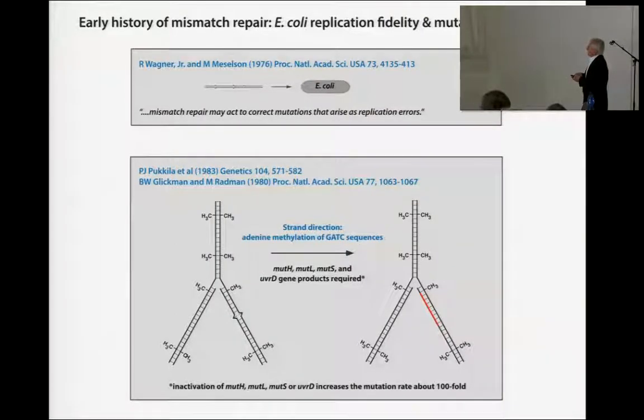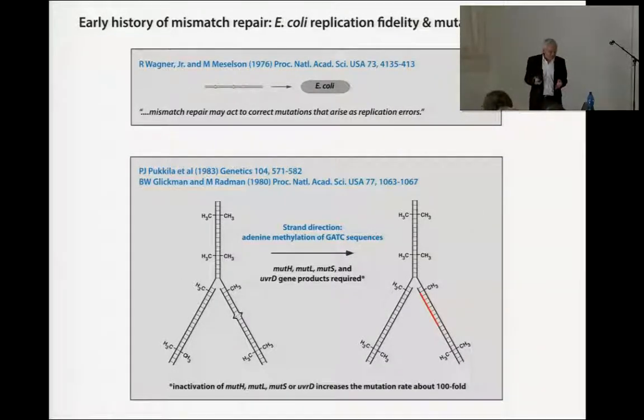And Barry Glickman and Miro Radman showed that function of this E. coli pathway depends on the products of four so-called mutator genes, MutH, MutL, MutS, and UvrD. And inactivation of any of those four genes increases mutation production in the E. coli cell about 100-fold. And this gives you some idea of the contribution of this pathway to mutation avoidance and genetic stability. Well, I found all this very interesting, and I was curious how mismatches might be recognized, how the state of methylation at one point on the helix could control the strand direction of mismatch repair elsewhere.